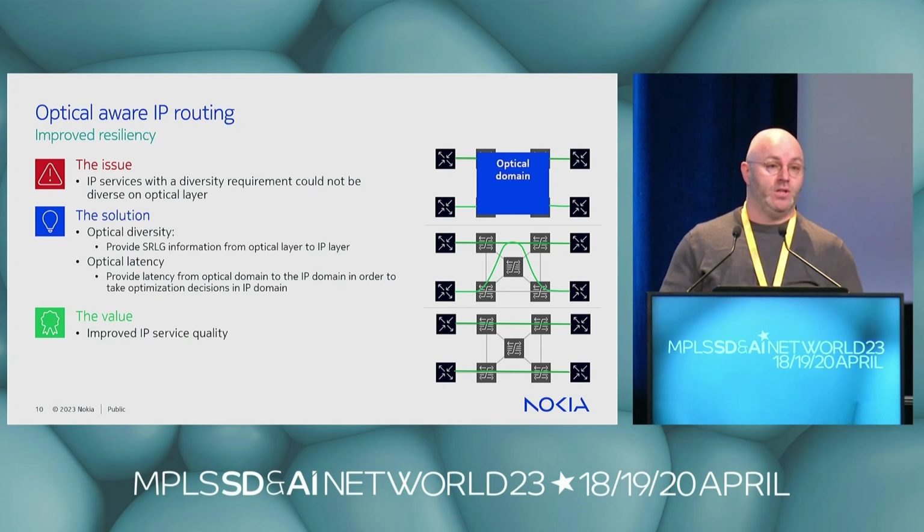Same thing with latency. It could be that from an IP point of view, you think you have a service that has a traffic path on the lowest latency path. IP optical coordination could give you the capability to provide the latency from the optical domain also towards the IP domain. So it can be used, same thing, for path placement and optimization decisions in the IP domain.